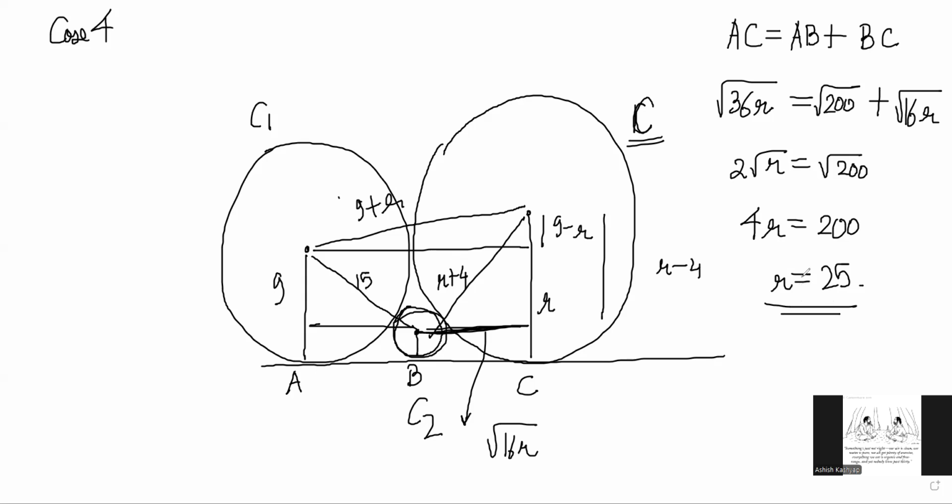One second. Let me just check my calculations. Not R is equal to 25. 4R is 200. R is equal to 50. Right. So this is my case 4.